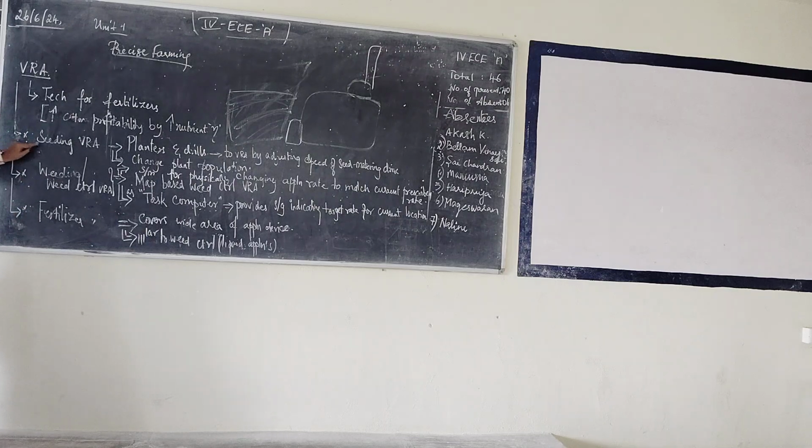One means of seeding VRA, weeding VRA or weeding control. It's about weeding control. I'll tell you what is weeding, and then fertilizer VRA. First we talk about the seeding VRA. You know very well, before, you will be having a land, since every time you need to go, but that is human involvement.